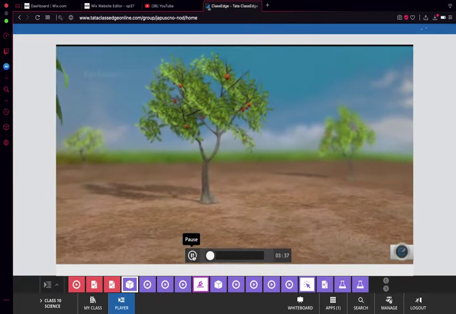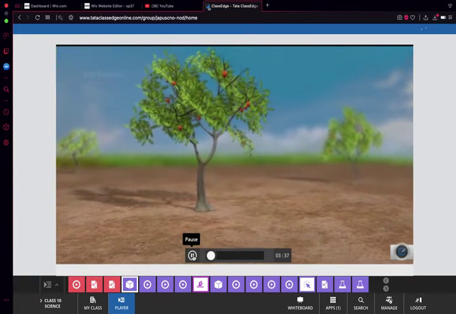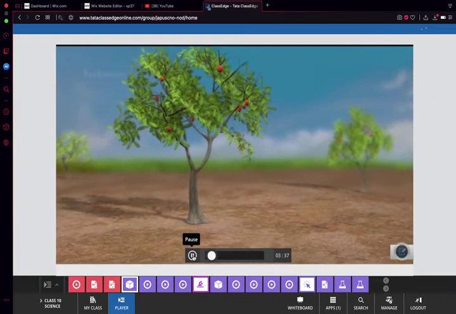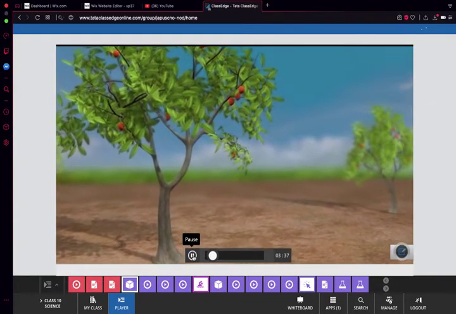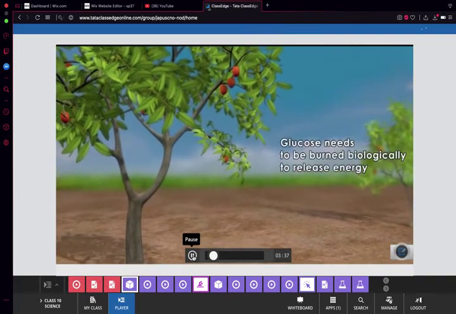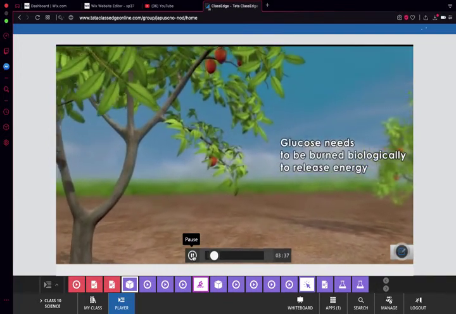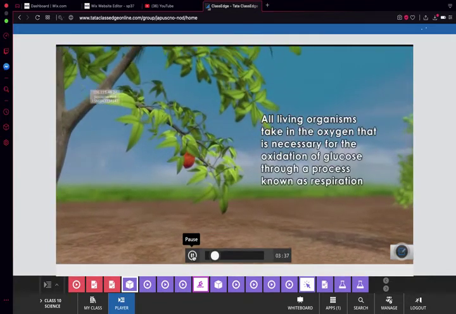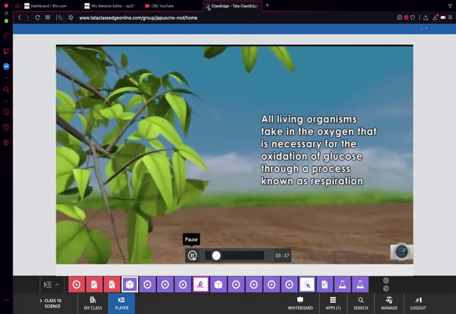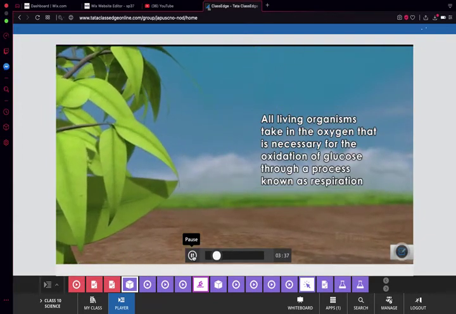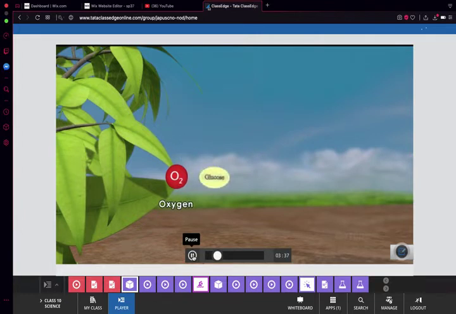All living things need energy to live. For energy to be released in a living organism, glucose must be oxidized. In other words, glucose needs to be burnt biologically to release energy. All living organisms take in the oxygen that is necessary for the oxidation of glucose through a process known as respiration. Oxygen will react with glucose to release energy. The byproducts from this reaction are carbon dioxide and water.